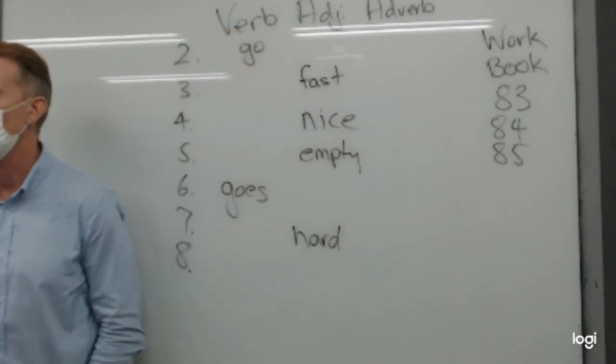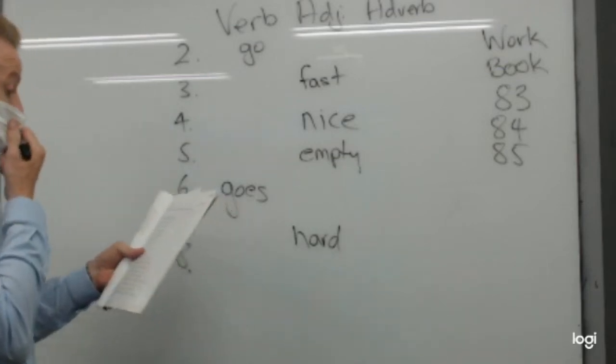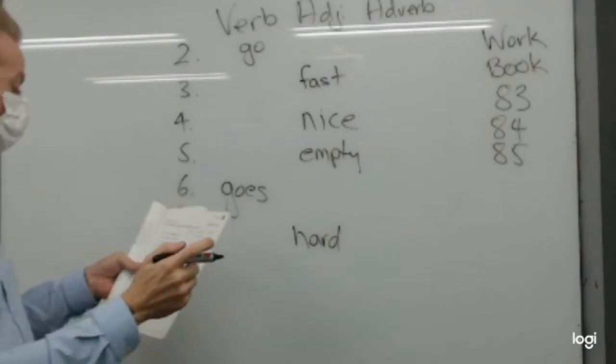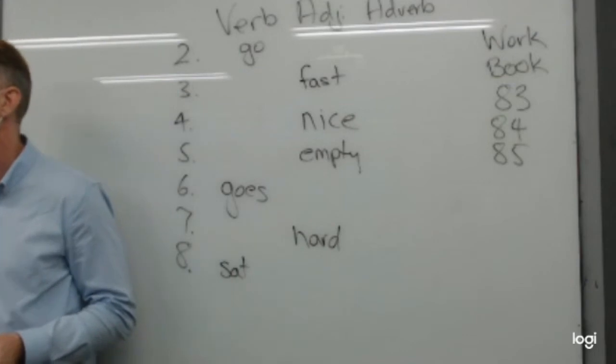And the last one. "He sat on the grass quietly." Sat. Sat is a verb. Sat quietly, changing the verb.